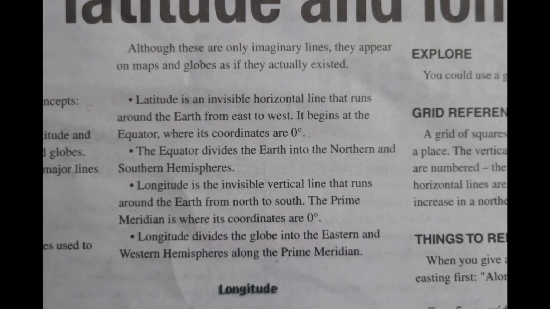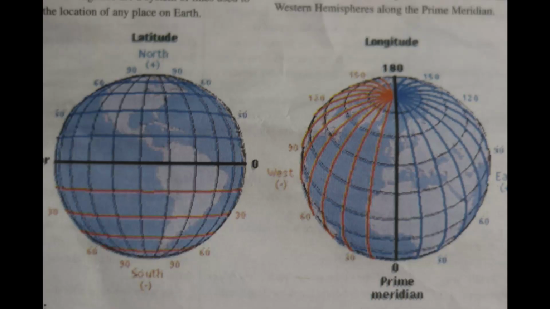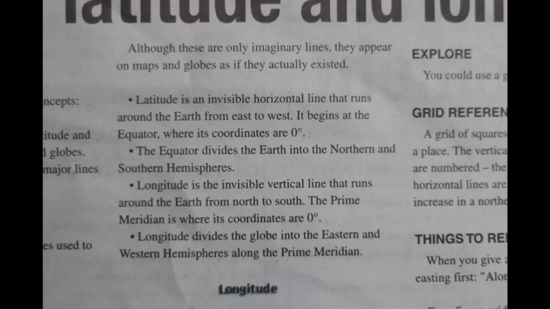Although these are only imaginary lines, they appear on maps and globes as if they actually existed. Latitude is an invisible horizontal line that runs around the Earth from east to west. It begins at the equator, where its coordinates are 0 degrees. The equator divides the Earth into the northern and southern hemispheres.